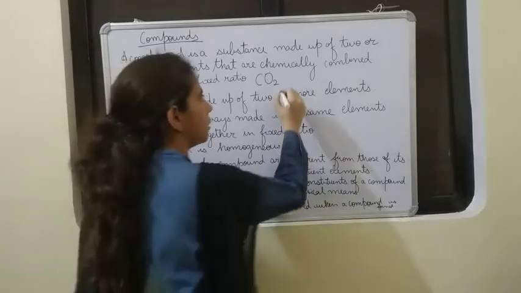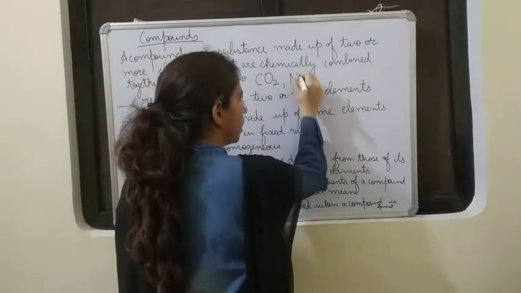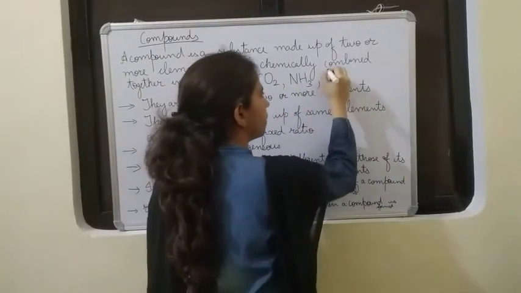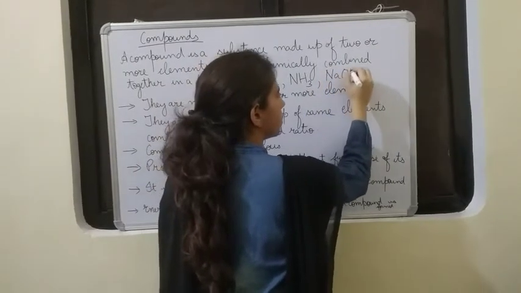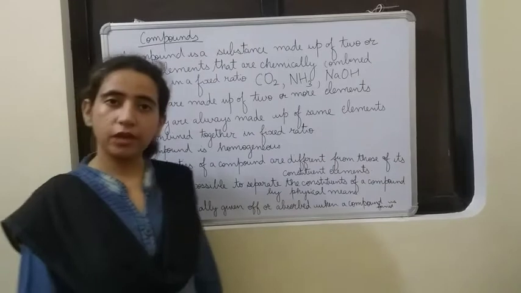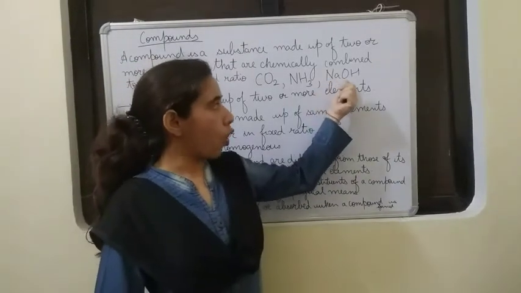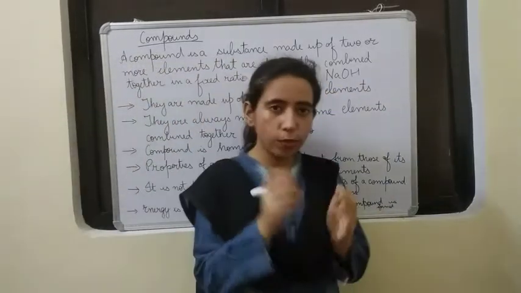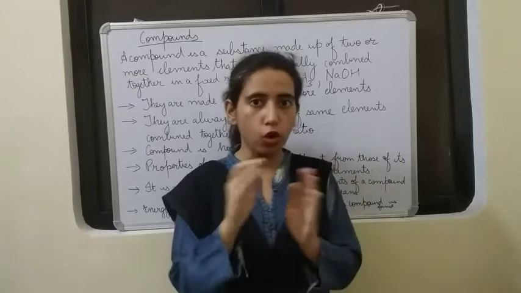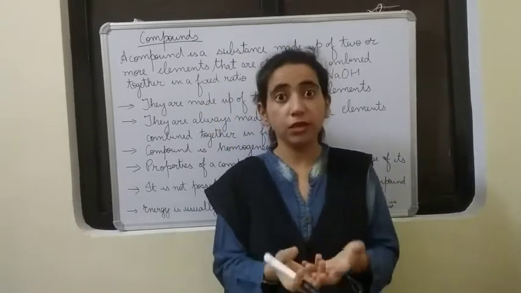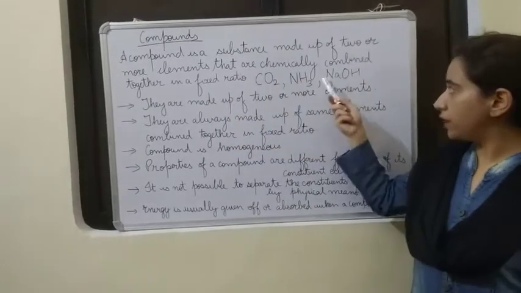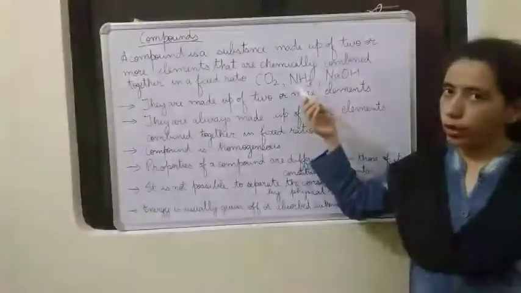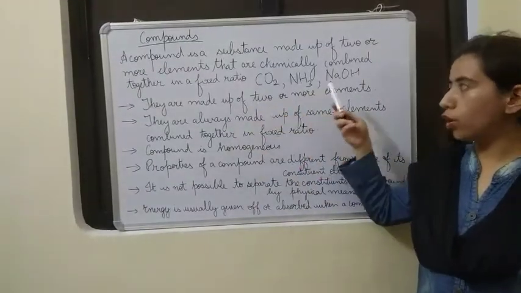More examples can be NH3, ammonia. It is formed by the combination of nitrogen and hydrogen. Then one more we can see, NaOH, sodium hydroxide. It is formed by the combination of sodium, oxygen and hydrogen. So you see different kinds of atoms. From the formula itself you can understand whether it is an element or a compound. If you see different atoms, that means it is a compound. So here you see three different atoms are there, here two different atoms and here also two different atoms. So I hope you understood. They are made up of two or more elements.